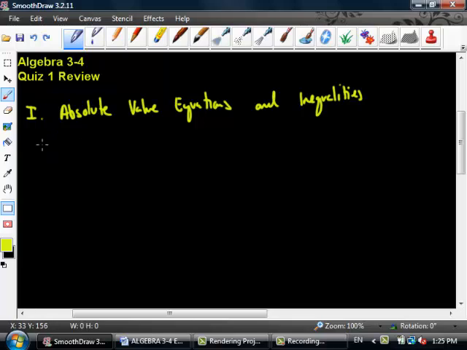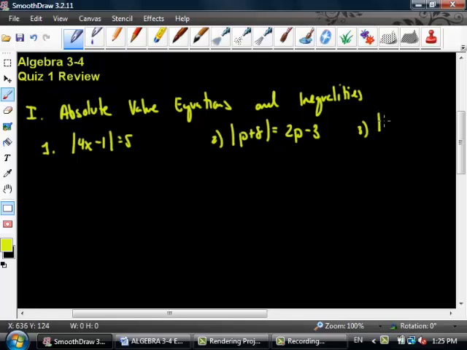Example 1 in normal numbers is going to be the absolute value of 4x minus 1 equals 5. Example 2 is going to be the absolute value of p plus 8 is equal to 2p minus 3. And then example 3 is the absolute value of 2x minus 5 is less than 3. I'll give you guys a little bit of time to do those. Raise your hands if at first glance you think you can do all 3 of them pretty easily.